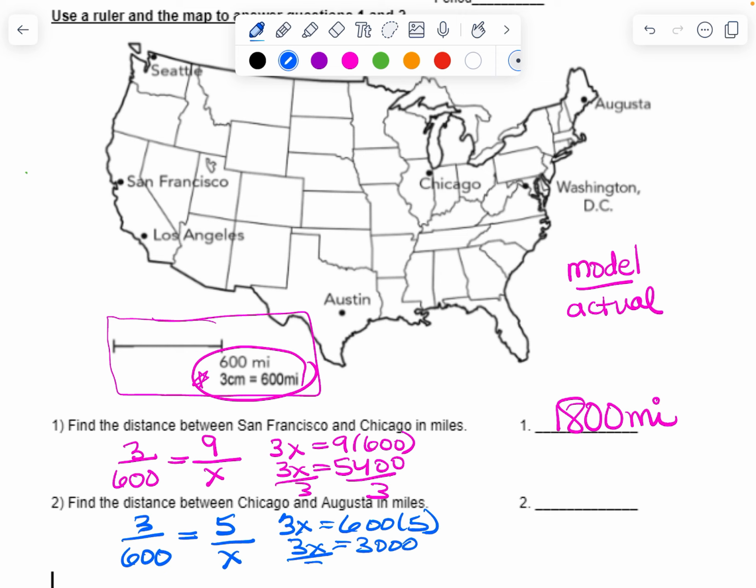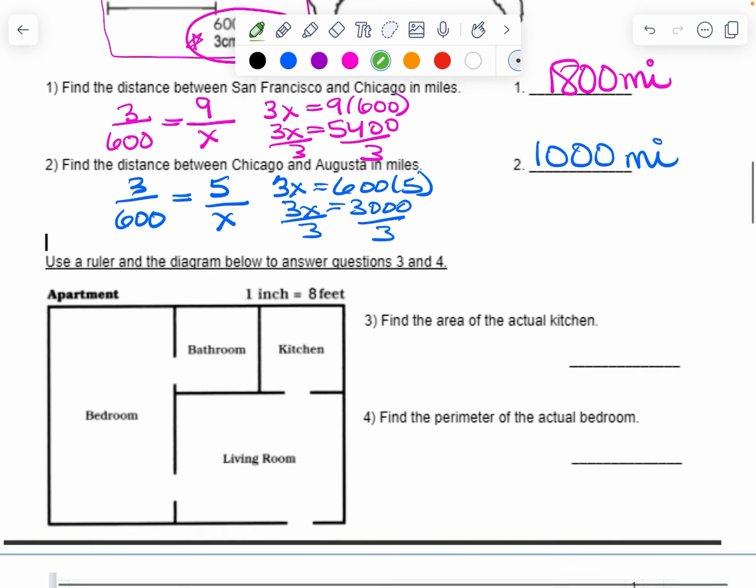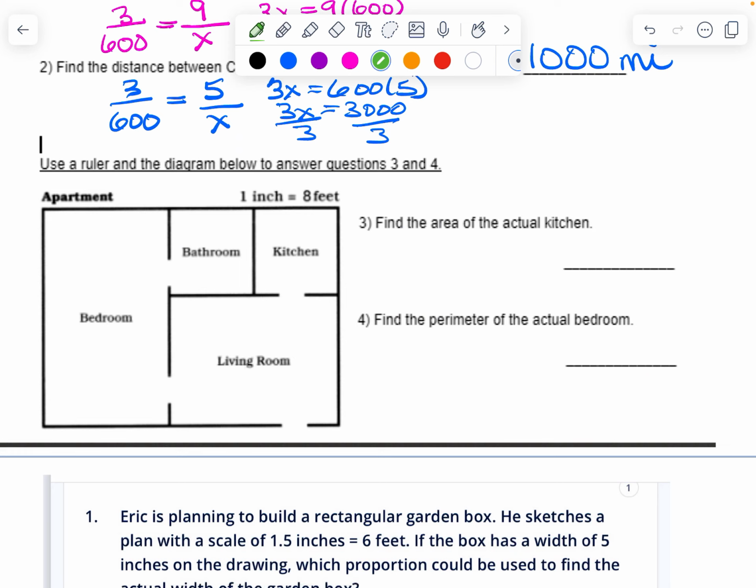The next part on our written part is this floor plan here. We are going to use this scale that they gave us, that 1 inch equals 8 feet, and we're going to measure how big each of the rooms are in inches on our ruler. So first it says to find the area of the actual kitchen. So we are doing the kitchen right here first. We measure it with our ruler. We get that it is 1 inch by 1 inch, which is actually 8 feet by 8 feet. So we know the area is just base times height, so 64.